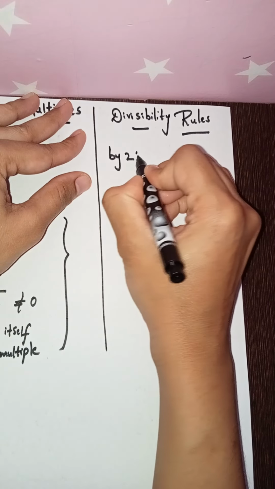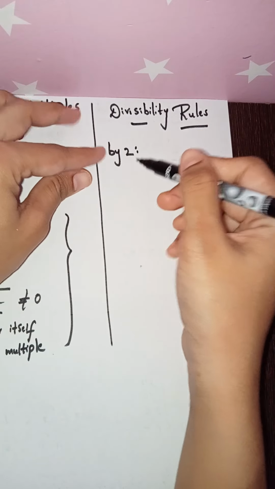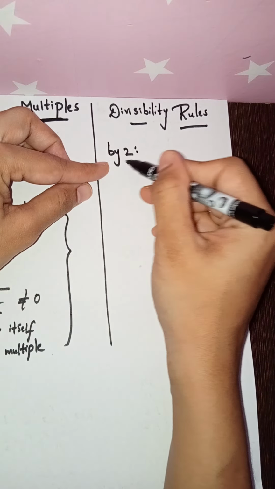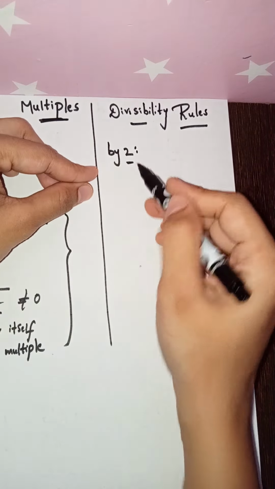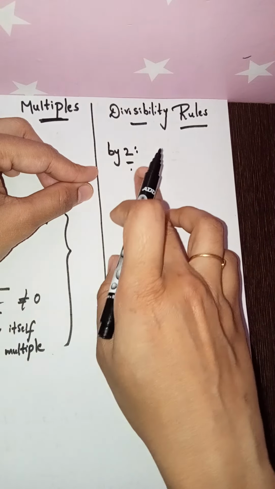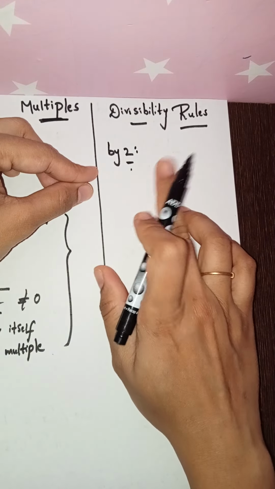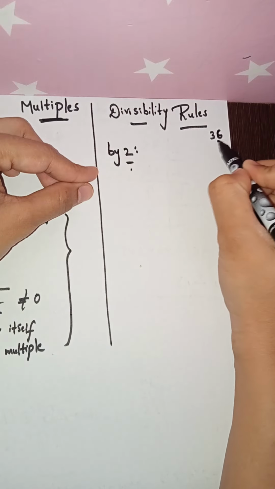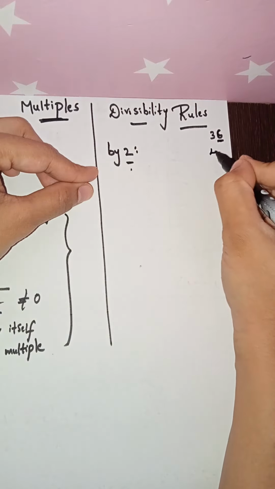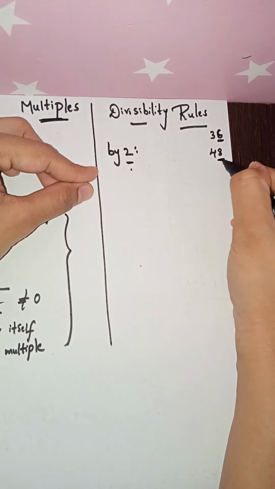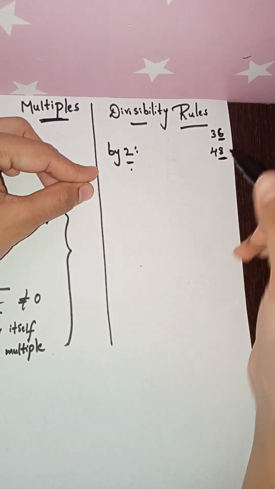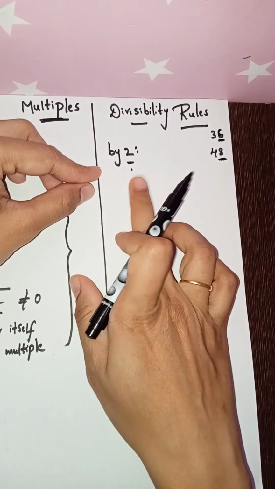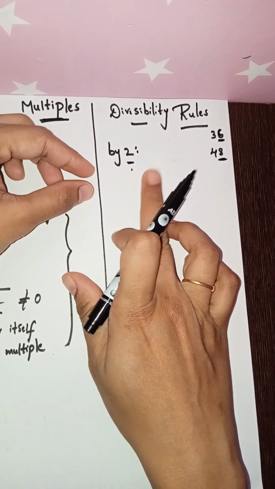Divisibility by 2. How the division process is done with this number 2. A number is divisible by 2 if its last digit is an even number, like 36. The last digit is an even number. 48, here the 8 as the last digit is an even number. So a number is divisible by 2 if its last digit is an even number.